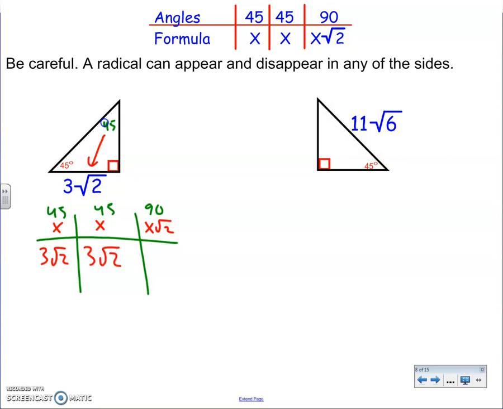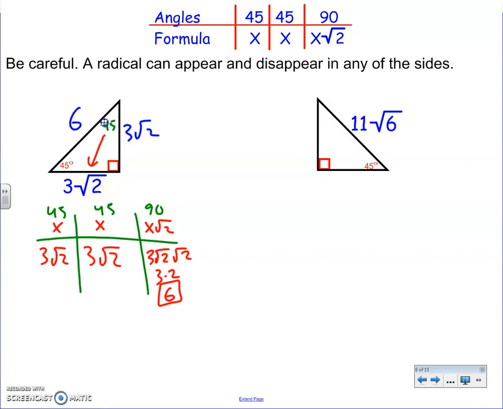And to get the 90, you can do the x thing times another root 2. So this can look weird, but it'll be 3 root 2 times another root 2. Well, you know when you multiply two root 2's, you just get 2, because remember, square root 2 times square root 2 is square root of 4. Square root of 4 is just 2. 3 times 2 is 6. So I know that this other side is going to be 3 root 2, and this is going to be 6. So I found all three sides.